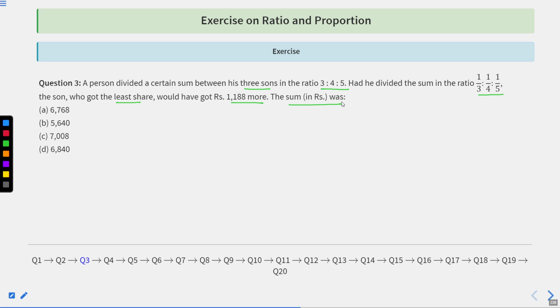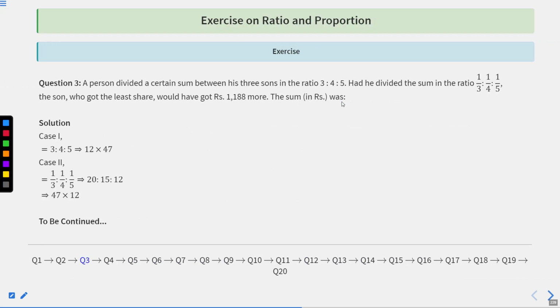So what is the total amount that we have to find out here? In case 1, if the money was distributed on the basis of this ratio, the sum should be 12 into 47. And in case 2, let us first get rid of fractions. It will look like 20:15:12. This implies that 47 into 12.